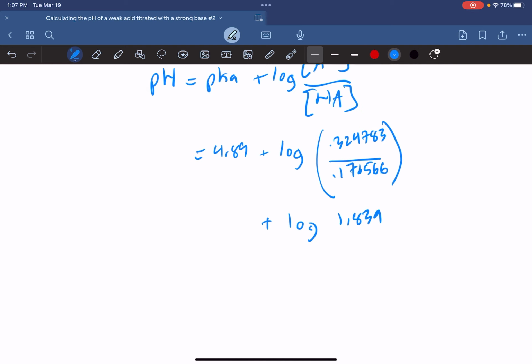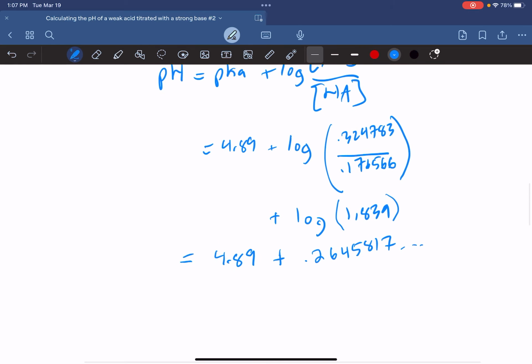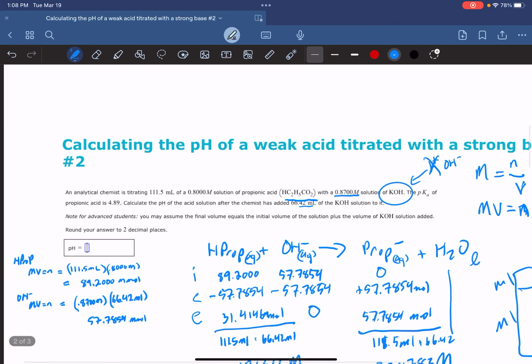Now, I'm going to do this calculation simultaneously right now, and when I do that, I'm going to get 1.839. So when I do the log of 1.839, I end up with 0.2645817, so many numbers after that. And I'm adding that to what my pKa was, 4.89. And when I do that, I end up with my pH equal to 5.154581.